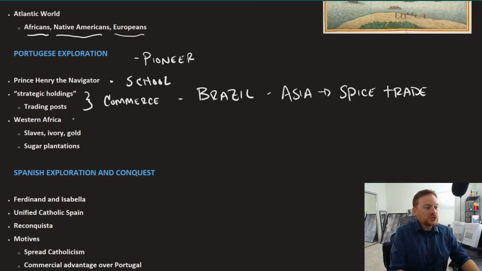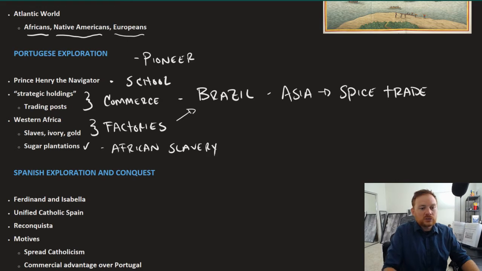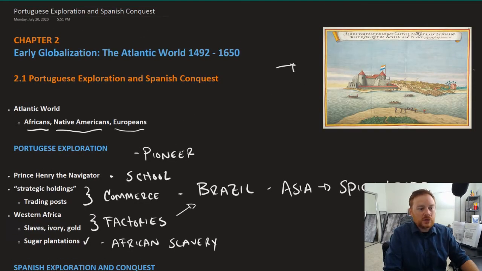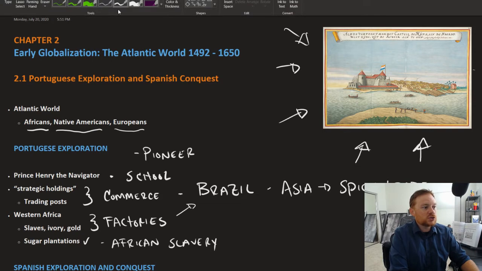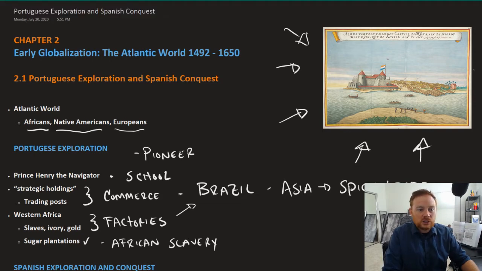We also know that the Portuguese are trading in Western Africa, in commodities like slaves, ivory, and gold, and constructing Portuguese factories to bring African slaves to Brazil, specifically to grow sugar. Again, when we think of sugar, we want to think specifically of African slavery and how that arrives in the New World. In fact, this image right here is a picture of a Portuguese factory built by Portugal on the west coast of Africa, one of these strategic trading points, but it was later taken over by the Dutch.